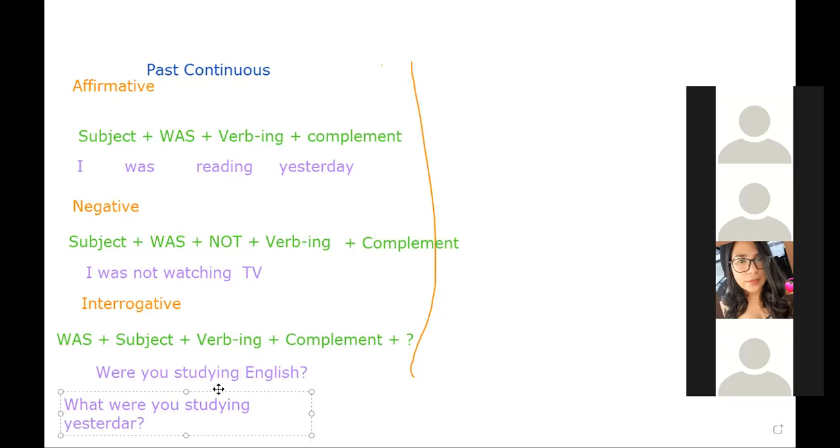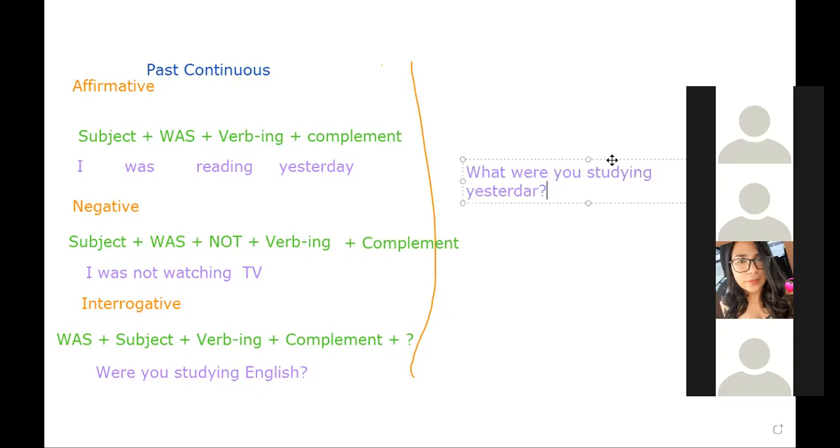Okay, what were you studying yesterday? I'm referring in this case to something that was happening in a specific yesterday. Okay, something that was happening in a specific period of time. What were you studying yesterday? Okay.